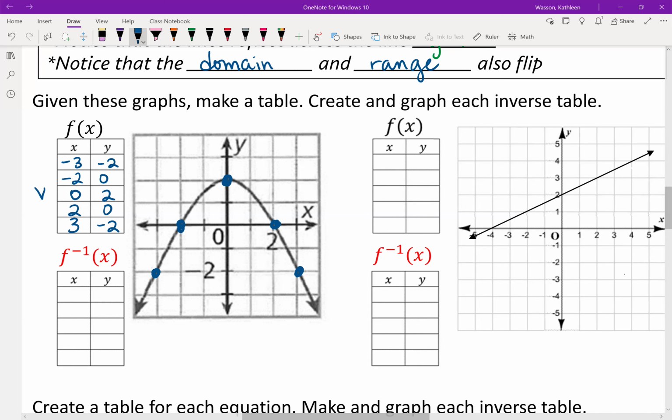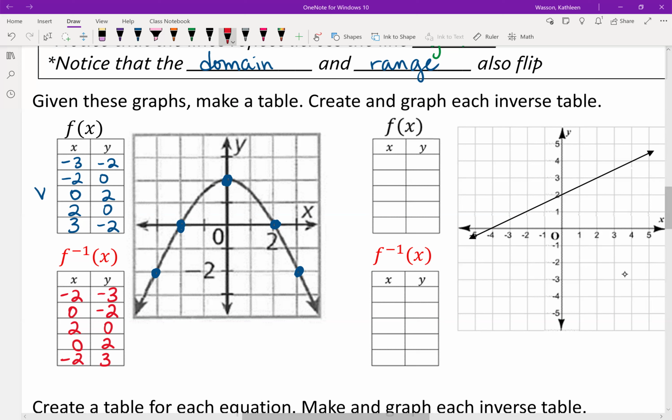I can use those points to find the chart for the inverse points. I just have X and Y trade places. Make sure that you keep the signs with the numbers. I'm just checking my points. Yes, okay. So now I'll graph the inverse points.